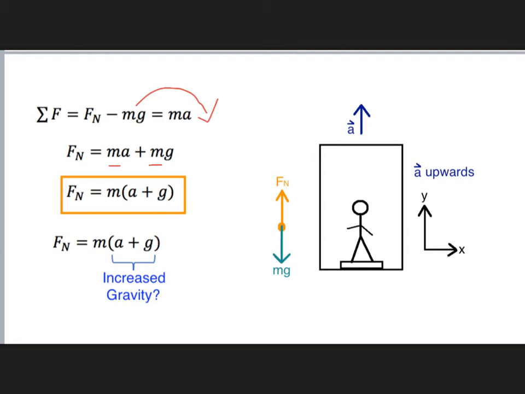So when the elevator is accelerating upward, you'll actually get a bigger reading on the scale because the scale has to push against you with enough force to accelerate you with the elevator. And so that extra push is going to be read in the normal force. And so it's like you feel heavier when you're in an elevator that's accelerating upward.